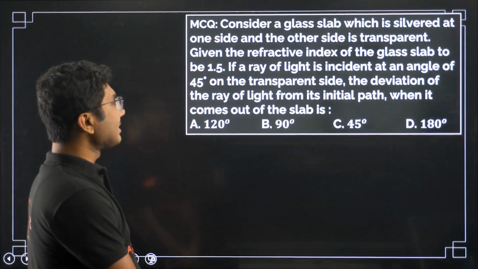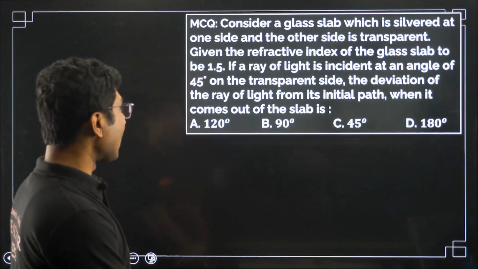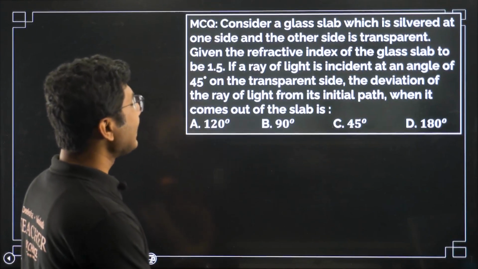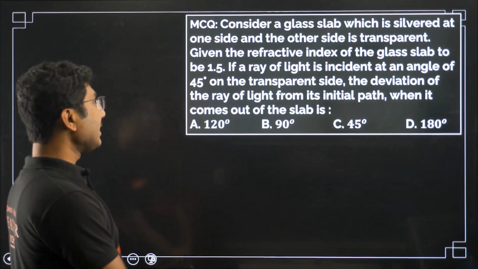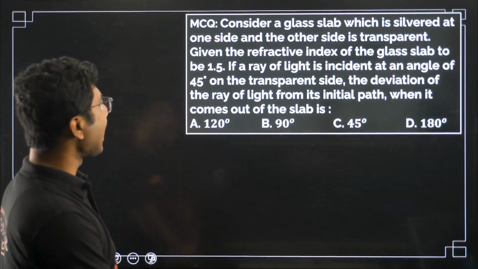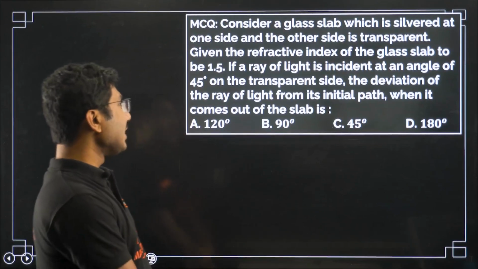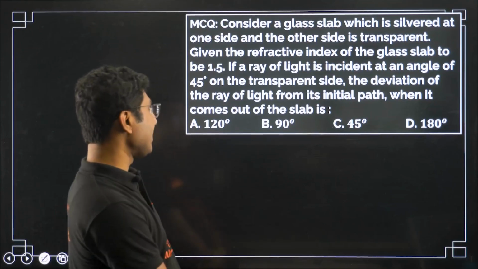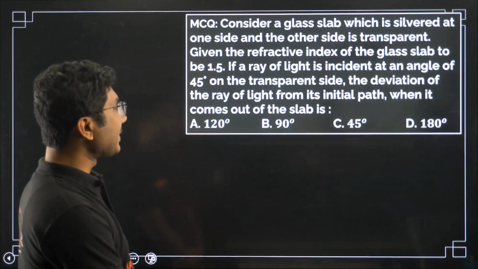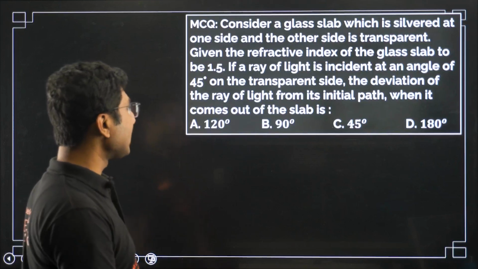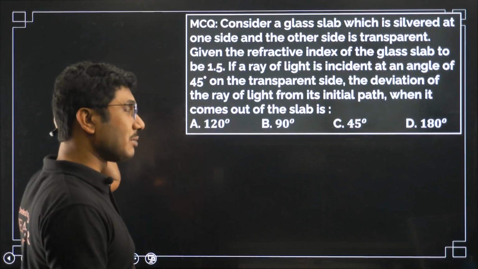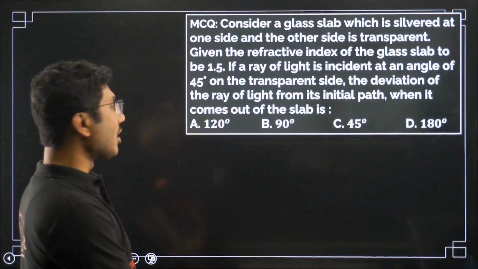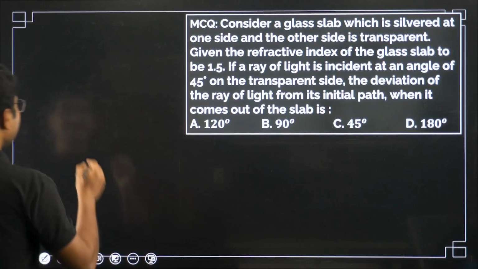Consider a glass slab which is silvered at one side and the other side is transparent. Given the refractive index of the glass slab to be 1.5, if a ray of light is incident at an angle of 45 degrees on the transparent side, the deviation of the ray of light from its initial path when it comes out of the slab is. Now let us understand this question.